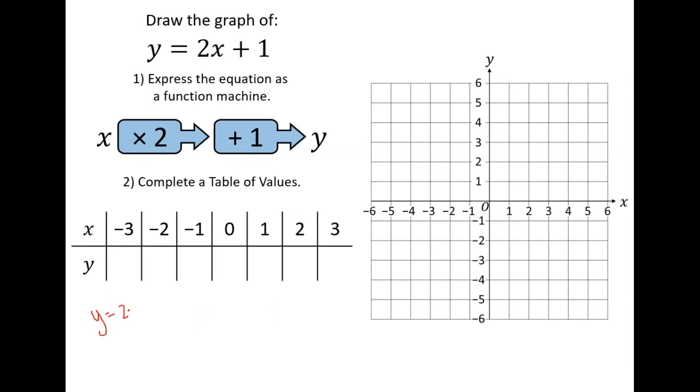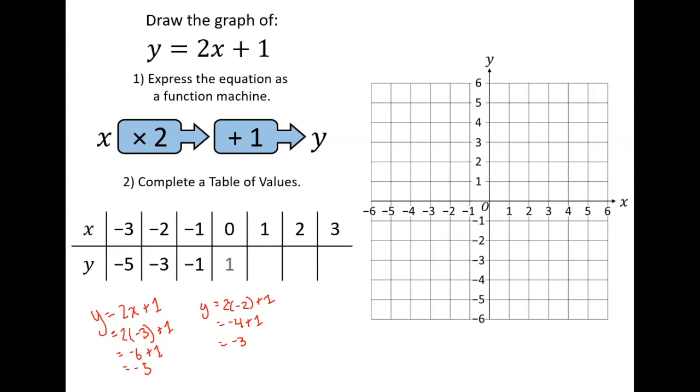What I like to do is write it out using my equation. So 2 times x, my x is -3, right? Because I'm picking -3 first, plus 1. 2 times a -3 gives me -6, plus 1 gives me a -5. And then we can do the same thing for -2. So we have 2 times -2 plus 1. So that gives me -4 plus 1 gives me a -3. And then 2 times -1 is -2 plus 1 is a -1.